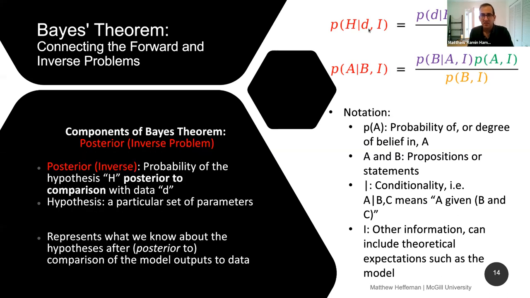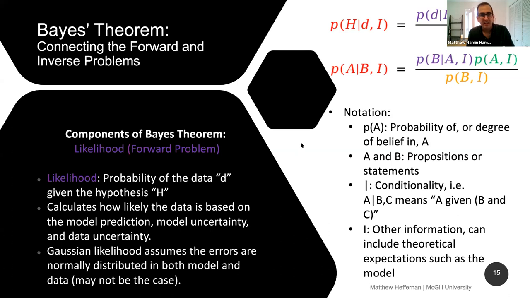So, component by component, the posterior here is posterior to comparison with data. If you think about Bayes' theorem as a process of learning, you go from a prior understanding, so an understanding prior to comparison with data, to an understanding posterior to comparison with data. So this posterior understanding is our object of interest. And as I mentioned before, the hypothesis H, or say a proposition A, can be just a particular set of parameter values.